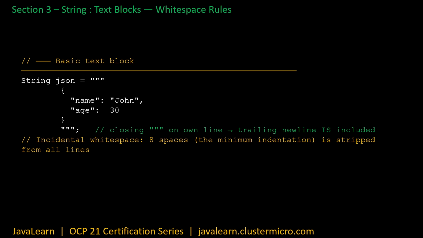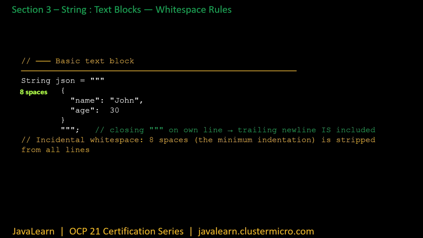So in this example, all content lines have at least 8 spaces of leading indentation. The closing triple quote is also at column 8. So the minimum is 8 spaces. So Java strips exactly 8 spaces from every line. The line that has 8 spaces and then a brace becomes just the opening brace, and the line with name John with 12 spaces becomes name John with 4 spaces remaining, because 12 minus 8 is 4.